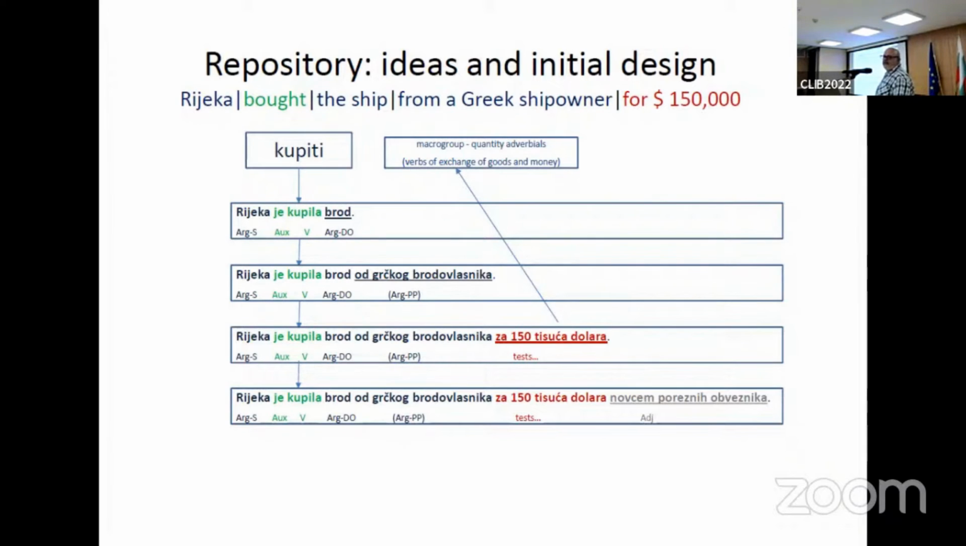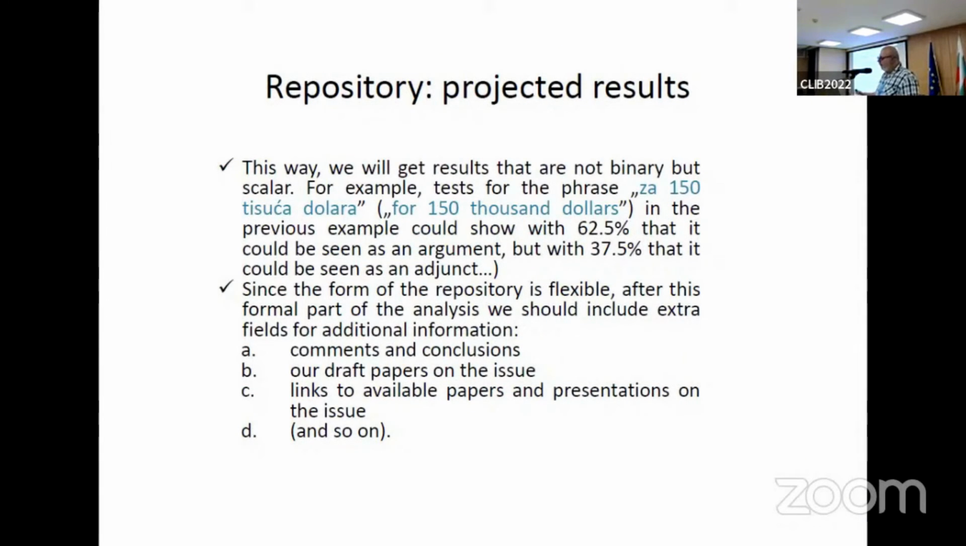What is questionable is the amount of money in the process. So we don't know if it is an argument or an adjunct in Croatian, but I think in most Slavic languages also, when we make the analysis. This way we could get results that are not binary but scalar, because we have those 8 tests. For example, the phrase for $150,000 in the previous example would show us with 62.5 percent, like 5 tests, that it should be seen as an argument, or with 37.5, like 3 of 8 tests, that it is seen as an adjunct.